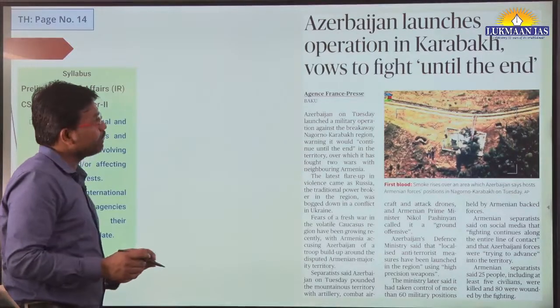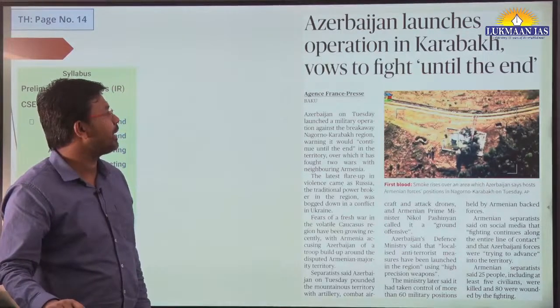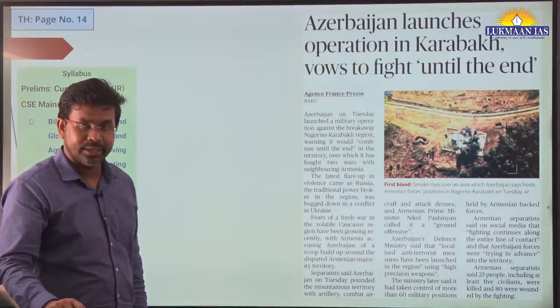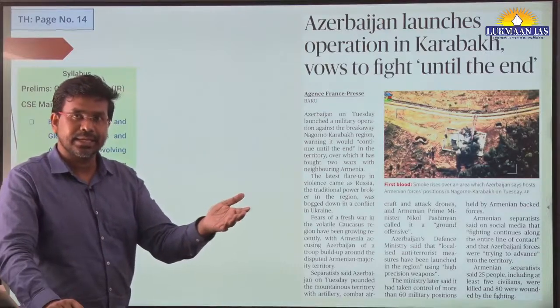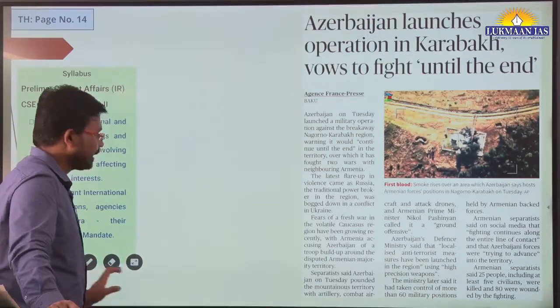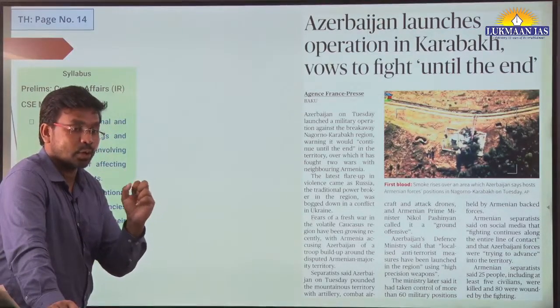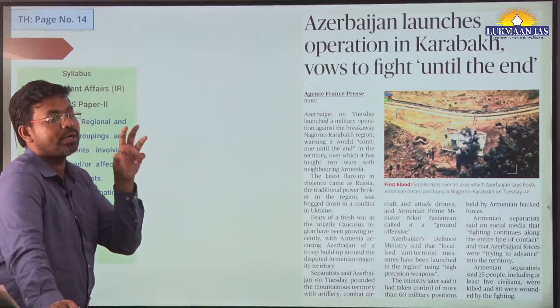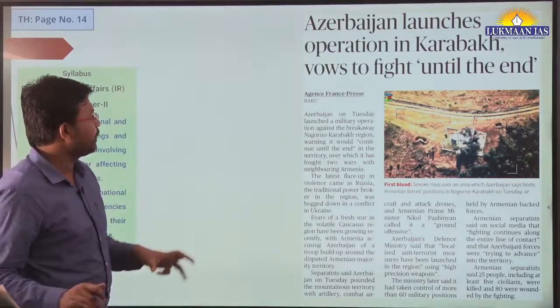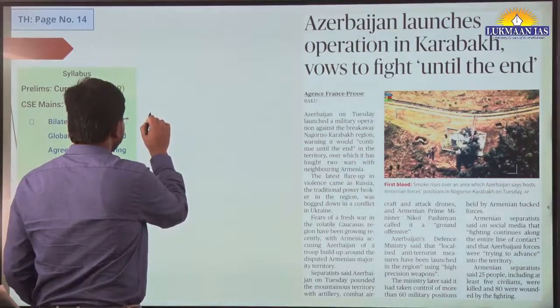This topic is again important. It says: Azerbaijan launches operation in Karabakh, vows to fight until the end. We discussed, 3-4 days back, the conflict between Armenia and Azerbaijan. These are the two countries conflicting with one another over a disputed territory. What is the name of the disputed territory?